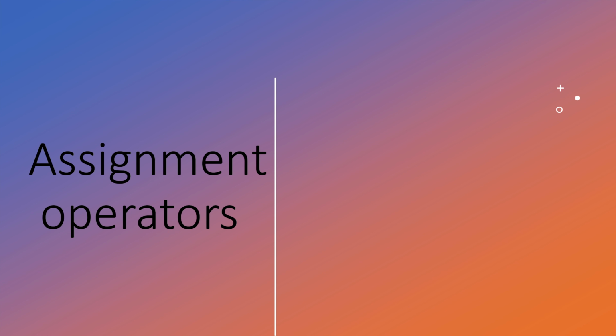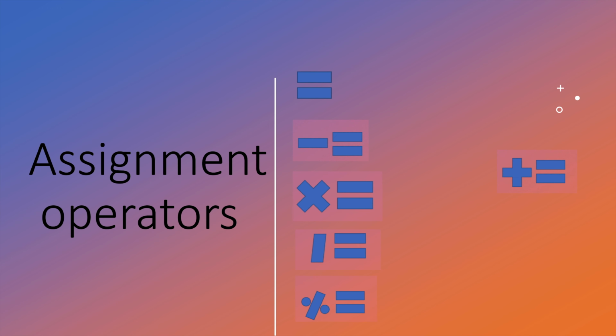In Java, assignment operators are those operators which are used to assign a value. In assignment operators, we have equals to, minus equals to, multiply equals to, division equals to, modulus equals to, plus equals to. So what exactly does this mean? Let's see this in action in Eclipse.